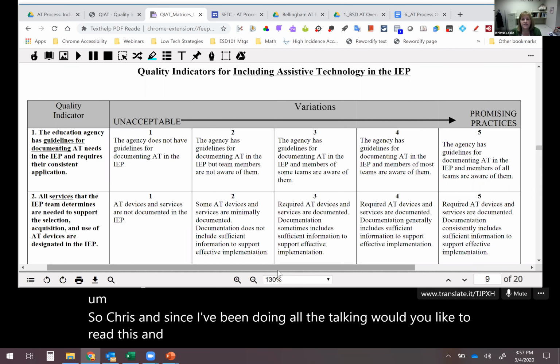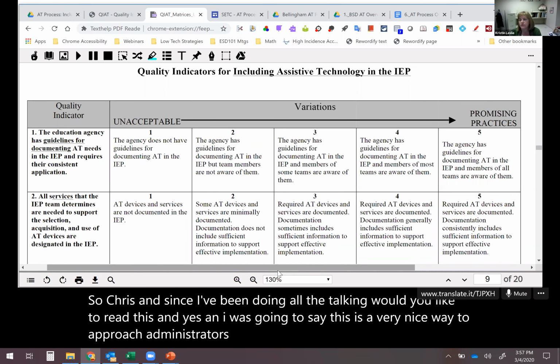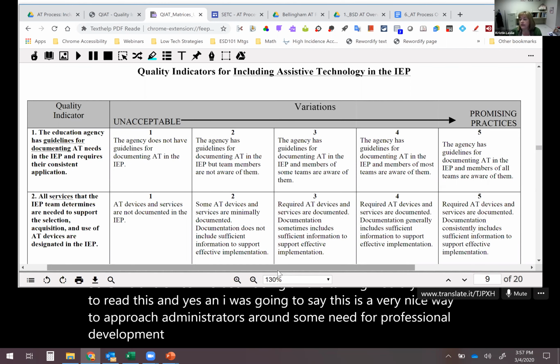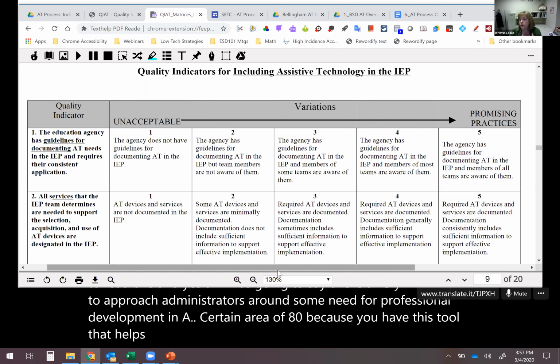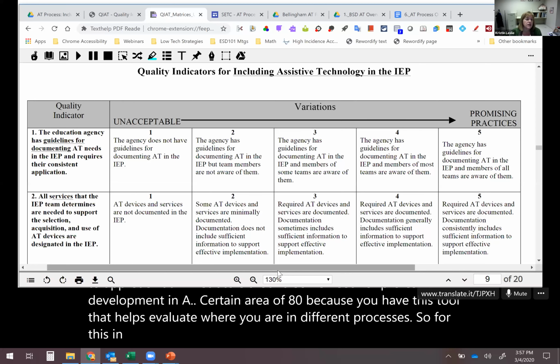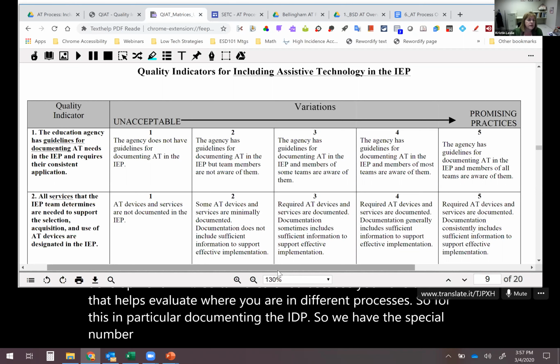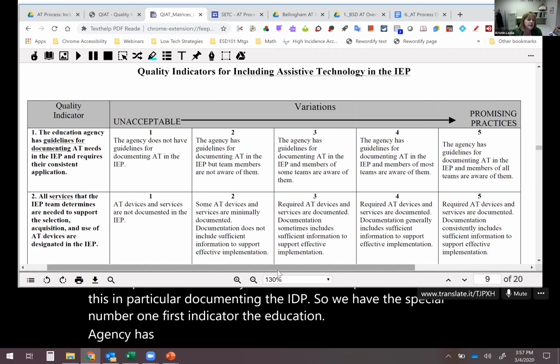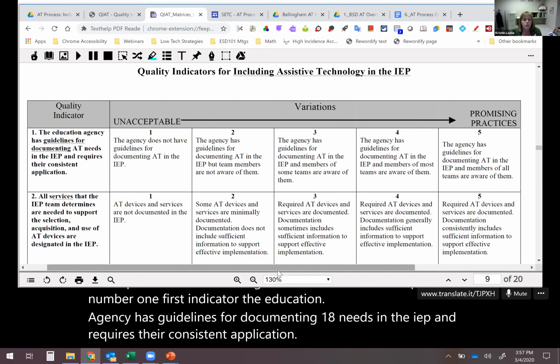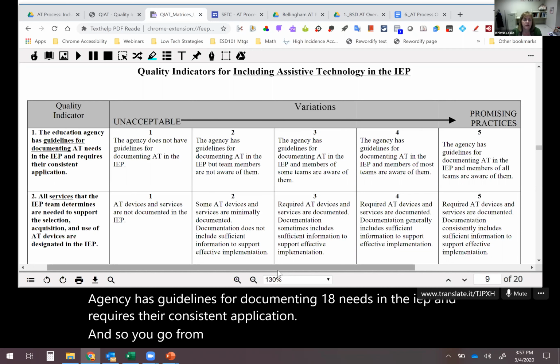Yes, and I was going to say this is a very nice way to approach administrators around some need for professional development in a certain area of AT, because you have this tool that helps evaluate where you are in different processes. So for this in particular, documenting in the IEP. So we have the first indicator: the education agency has guidelines for documenting AT needs in the IEP and requires their consistent application. And so you go from 1, unacceptable, to 5, promising practices.